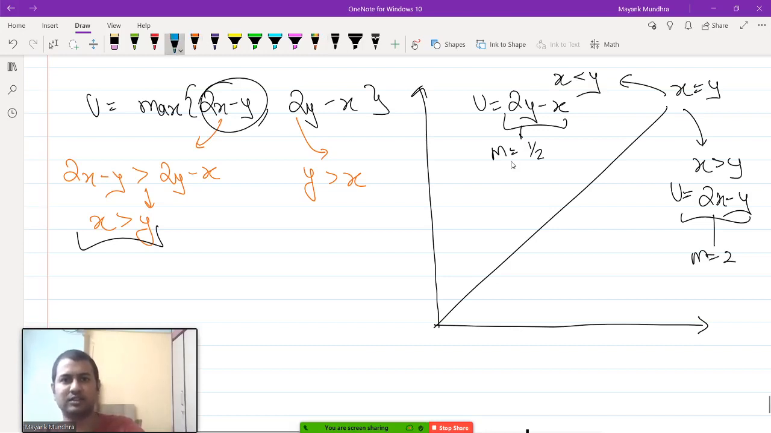So what the ICs will look like is slope half here. This is m equals 1, this is m equals 1. So slope half will be flatter than this, as slope 2 will be steeper than this. Okay, so this is what the ICs will look like.